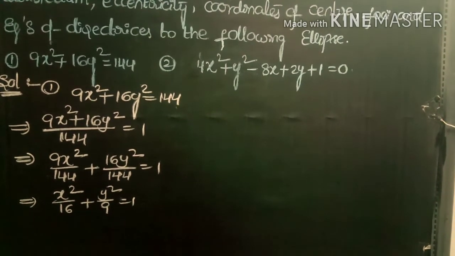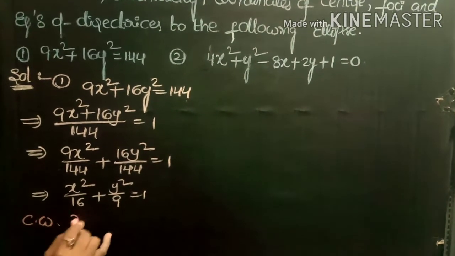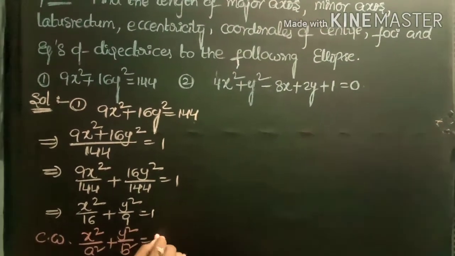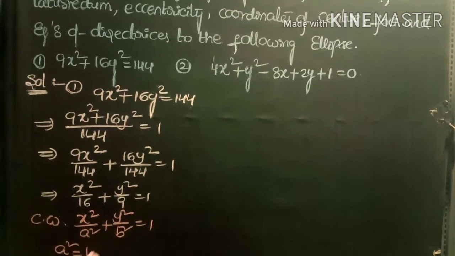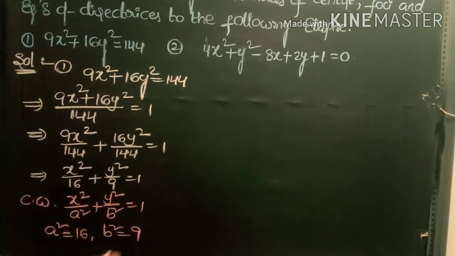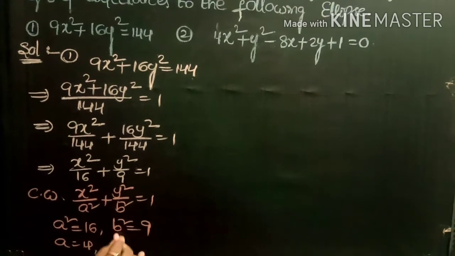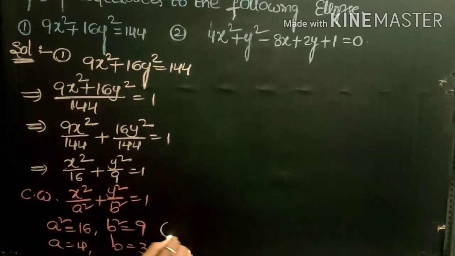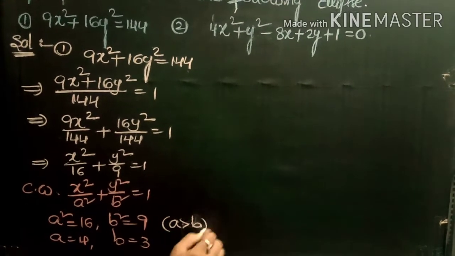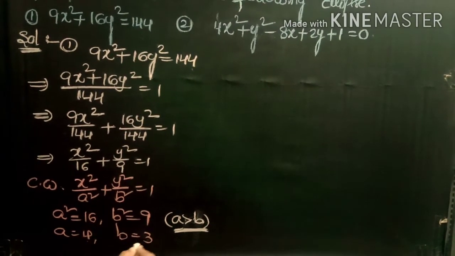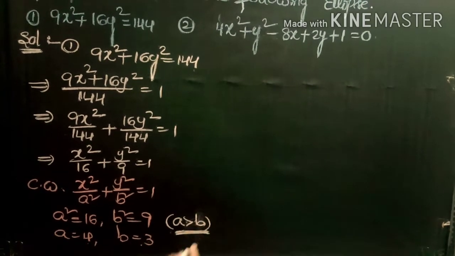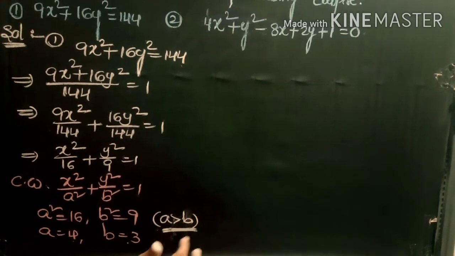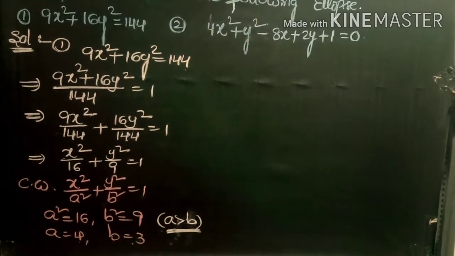Which is in the form of x²/a² + y²/b² = 1. So we are comparing this equation with x²/a² + y²/b² = 1. Here the value of a² is 16 and the value of b² is 9. Therefore the value of a is 4 and the value of b is 3. And clearly here we get the condition a > b. A = 4, b = 3, therefore a > b. This is the first case, the equation of the ellipse in the standard form.